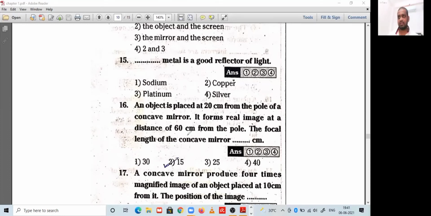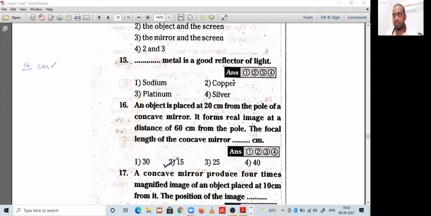Question number 16. An object is placed at 20 centimeters from the pole of a concave mirror. If it forms a real image at a distance of 60 centimeters from the pole, the focal length of the concave mirror is. So look at here. Here he mentioned the object distance.